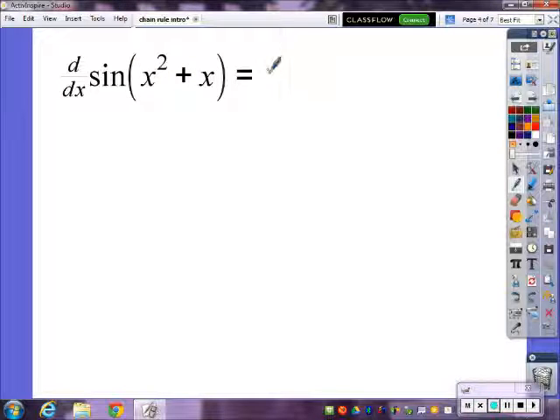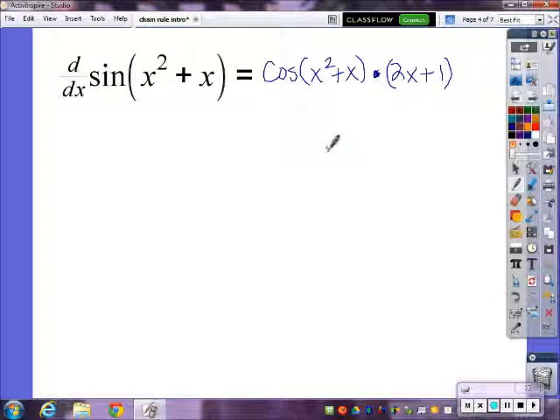So derivative of the outer, the derivative of sine is cosine. Leave the inner alone times derivative of the inner. Now, I see this a lot. The way this reads is cosine of x squared plus x is the only thing being multiplied by 2x. However, you need to use parentheses to show that it's times the complete derivative of the inside function. So that would be my derivative for sine of x squared plus x.